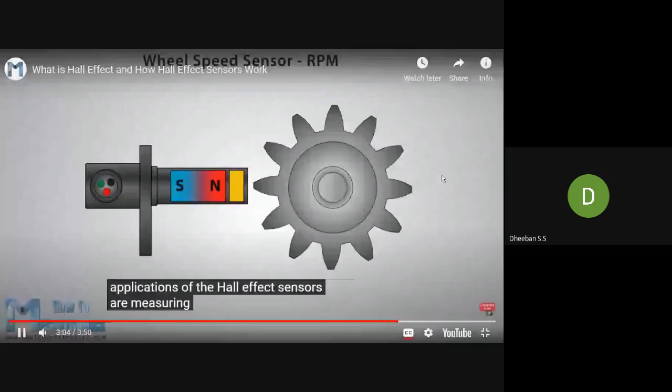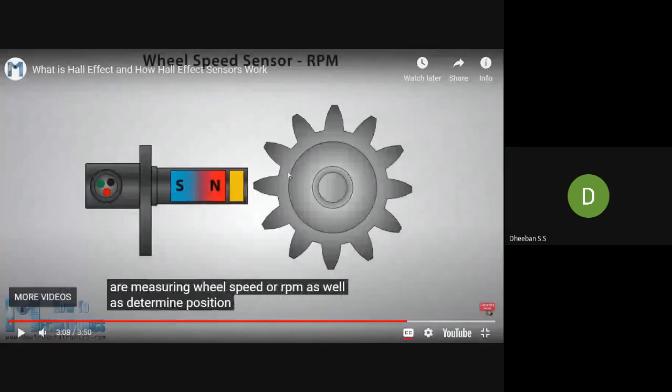So this is how your speedometer works. Generally, the speedometer will be based upon the Hall effect sensor, and here they will be showing how it works. The same applies to the speed sensor on the crankshaft or camshaft in engine systems.